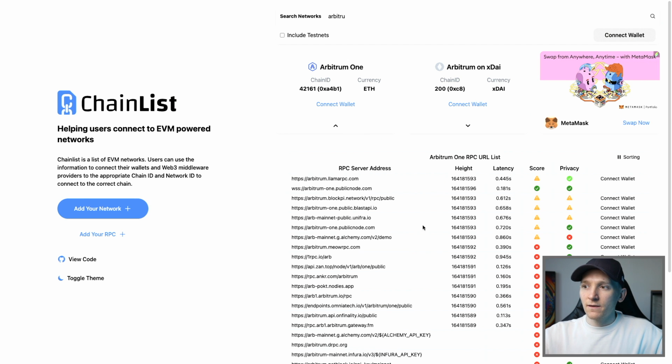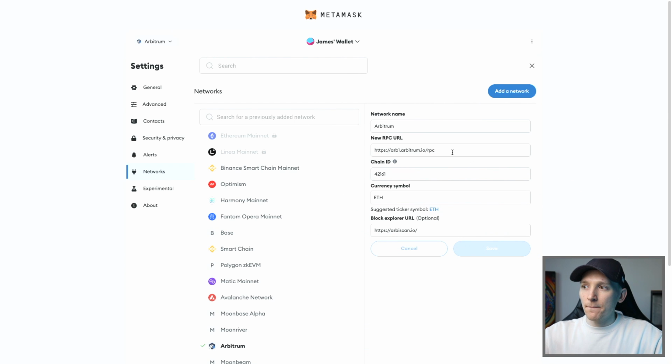And you can see different RPCs with the latency that they have, general score and privacy. So what we can do here is just choose the one that's acting the best at the given time. So whatever one it is, right? So what we can do is just literally copy that. So this may not be the best one for right now, but you can just copy it and then go back and paste this RPC right here. Just paste it in. So that changes the RPC that you're using.